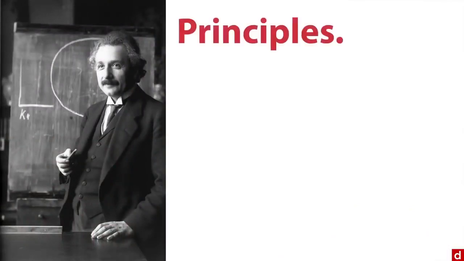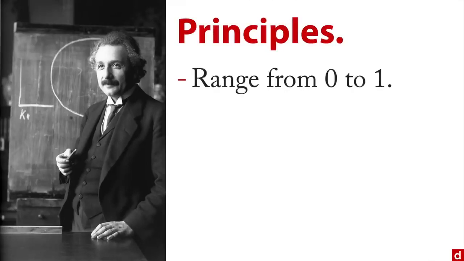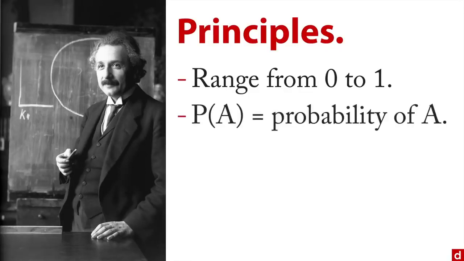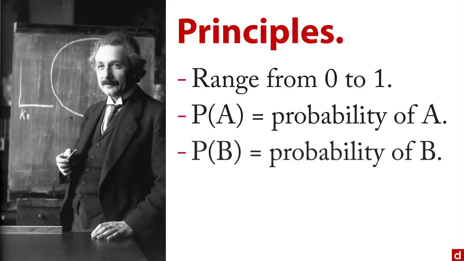Now, let's take a look at some of the basic principles. We've got our friend Albert Einstein here to explain things. The principles of probability work this way. Probabilities range from 0 to 1. That's like 0% to 100% chance. When you put P, that stands for probability, and then in parentheses, here A, that means the probability of whatever is in parentheses. So P of A means the probability of A, and P of B is the probability of B. When you take all of the probabilities together, you get what's called the probability space, and that's why we have S. And it all adds up to 1 because you've now covered 100% of the possibilities.